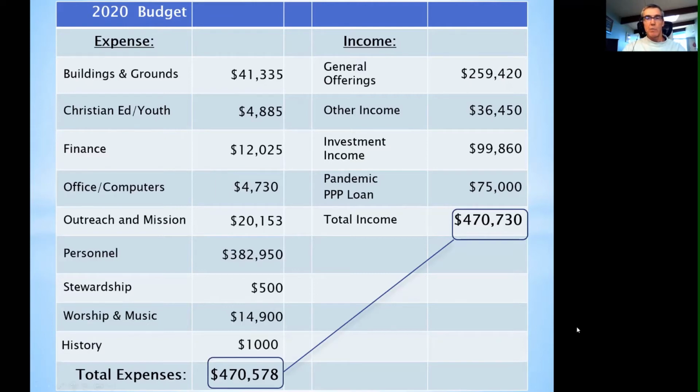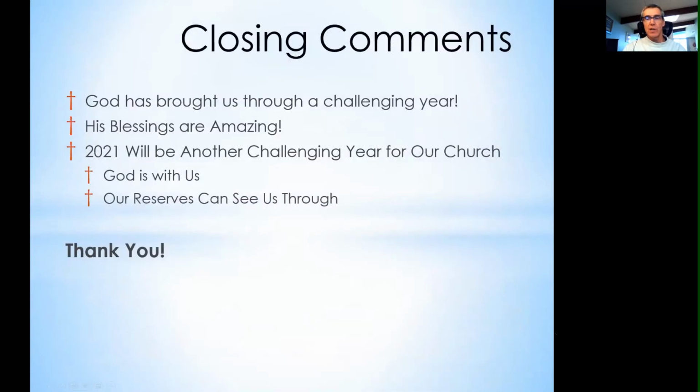Obviously, Session will be monitoring this carefully throughout the year, and we'll make adjustments and keep the congregation apprised of the situation through the email updates that we started doing at the end of the last year. We plan on doing those throughout this next year. So I think with that, we can open it for any questions.